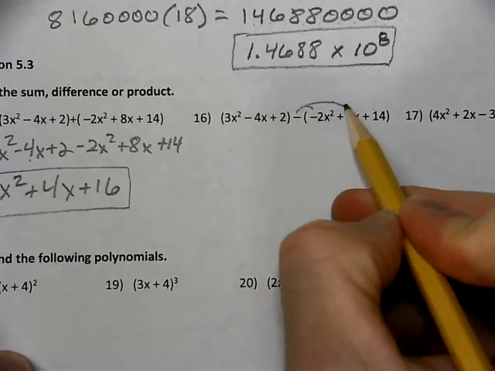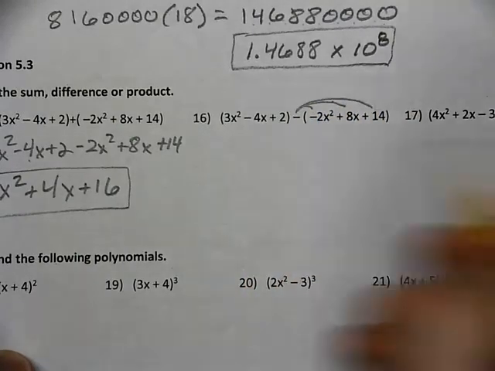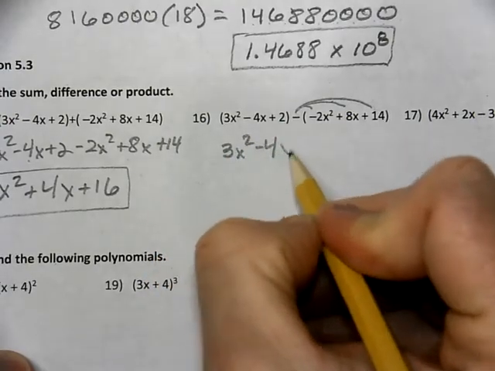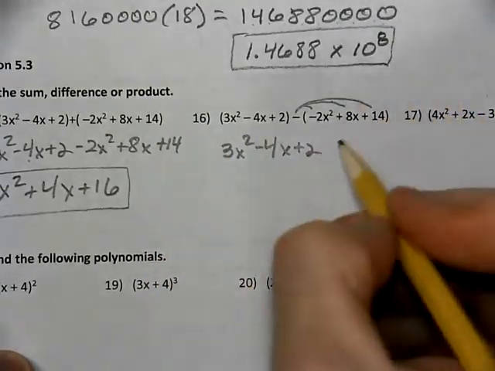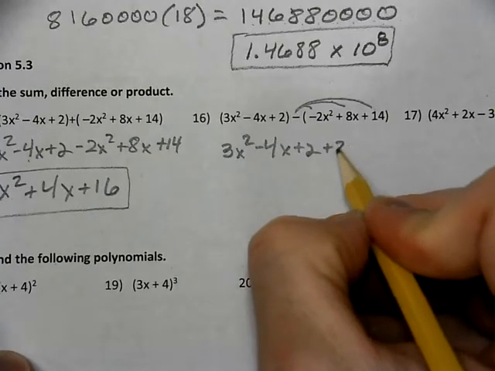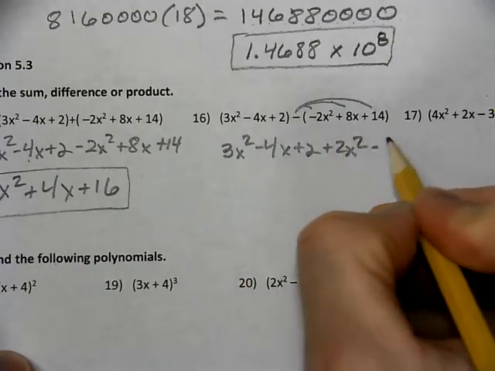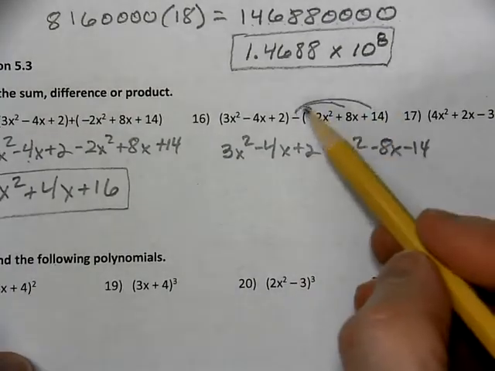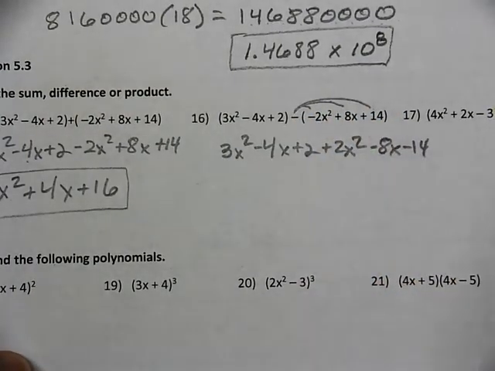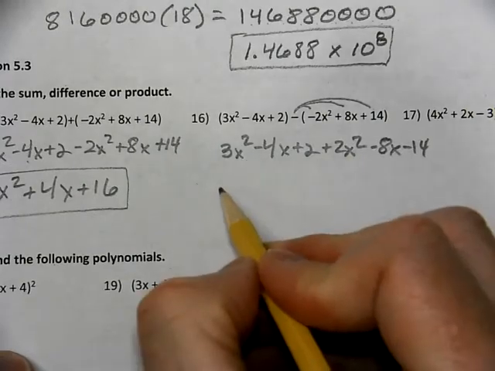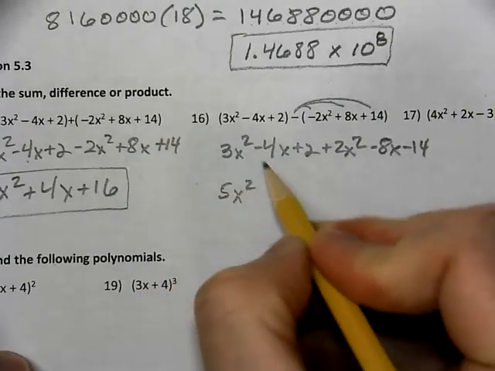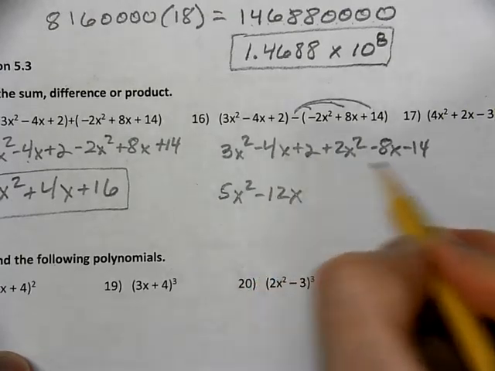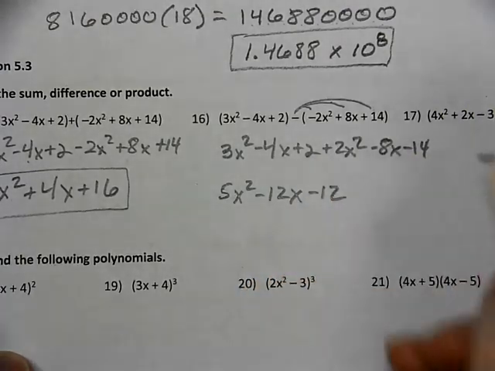On this side, we need to distribute our negative through. So we're going to take 3x squared, negative 4x plus 2. We have a positive 2x squared, a negative 8x, and a negative 14. That's because we distributed the negative through. Now we collect our like terms to get 5x squared, negative 12x, and negative 12.